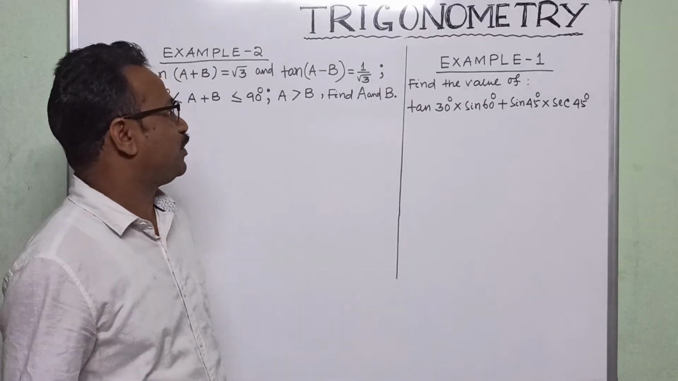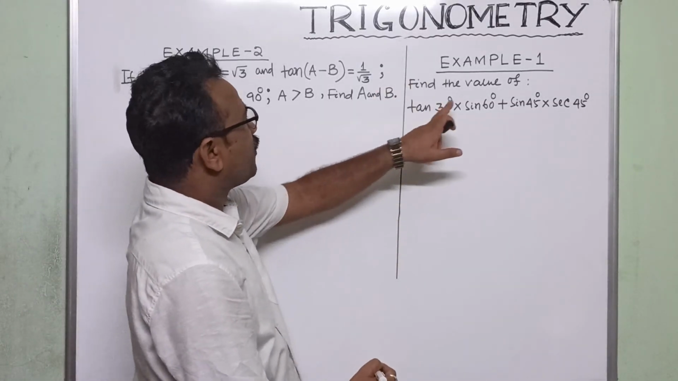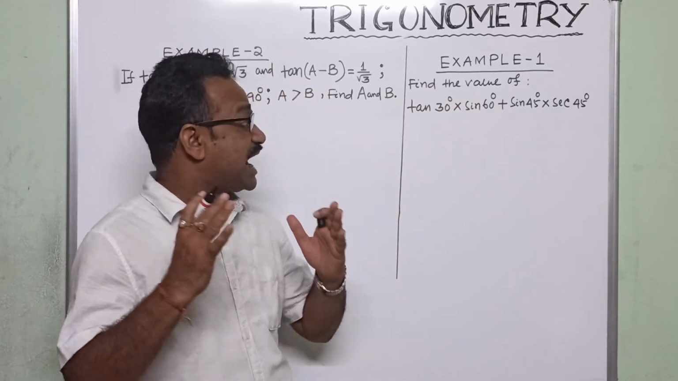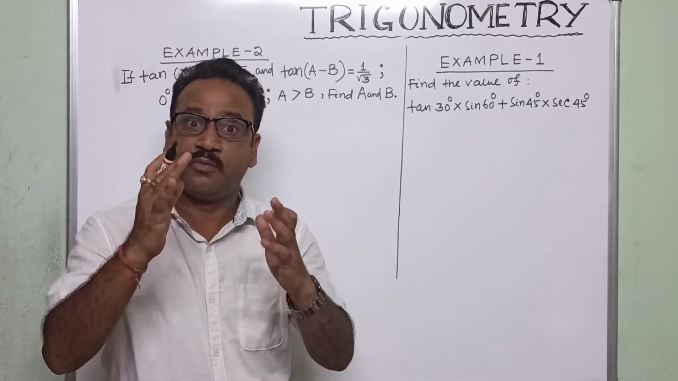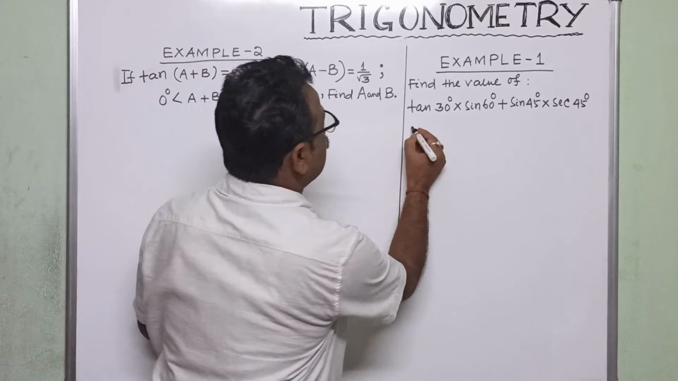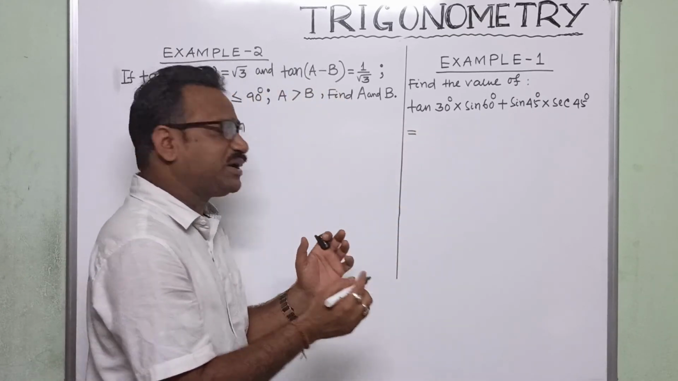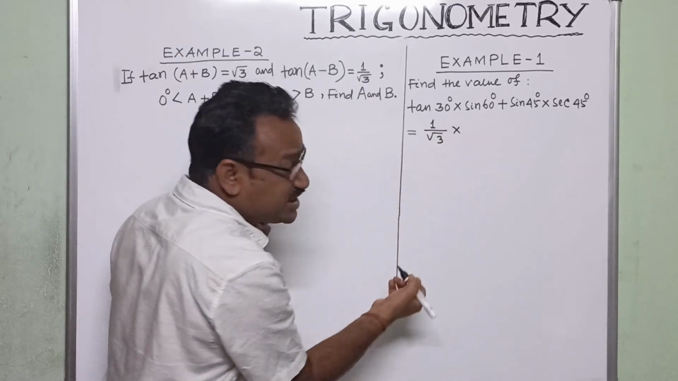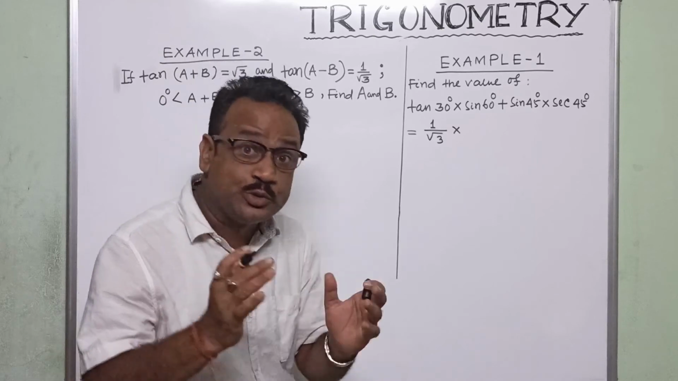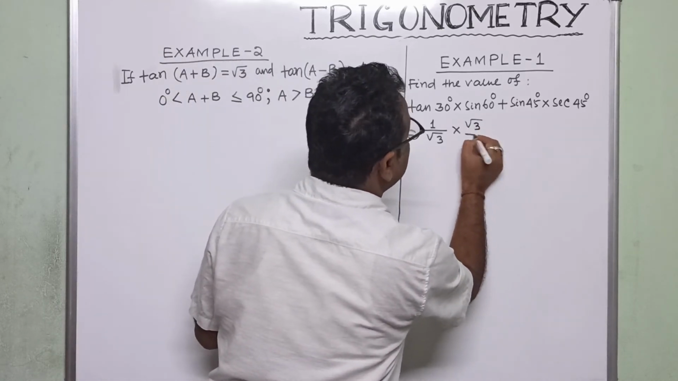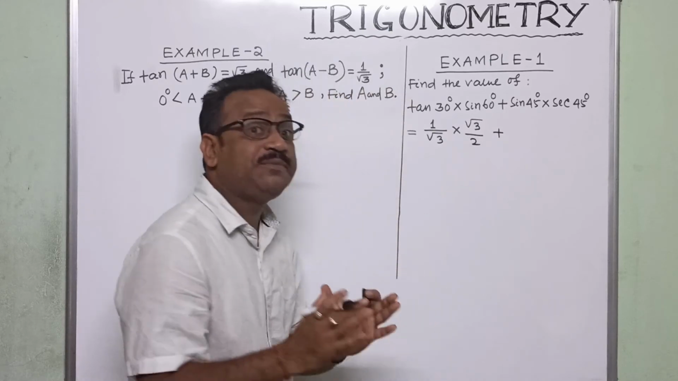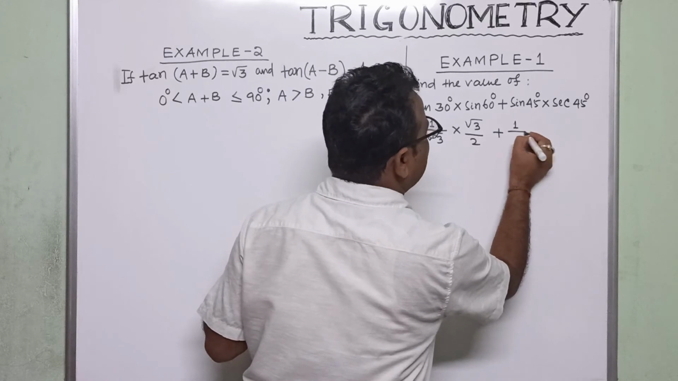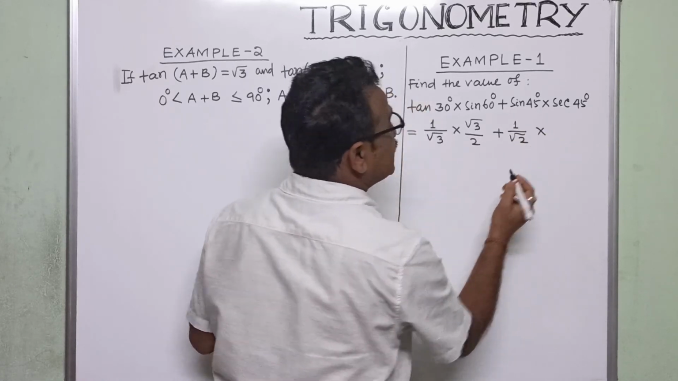Now move on to the example. Example number 1. Find the value of tan 30 degree into sine 60 degree plus sine 45 degree into sec 45 degree. Now that is equal to tan 30. What is the value of tan 30? 1 by root 3 into sine 60. Value of sine 60 is root 3 by 2, into root 3 by 2, plus sine 45, which is 1 by root 2, into sec 45.